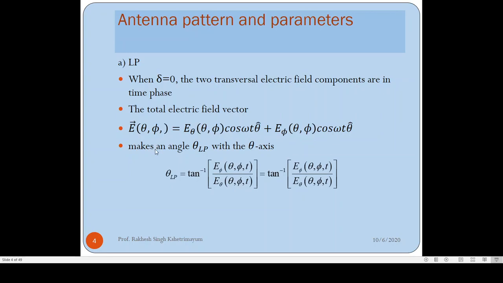Now if you want to find out the angle this total electric field makes with the theta axis, that angle theta LP for the linearly polarized wave should be equal to tan inverse of the phi component of the electric field divided by the theta component of the electric field. The cosine omega t is the same, so it cancels out. What you get is tan inverse of E phi divided by E theta. This is the angle the total electric field makes with the theta axis.